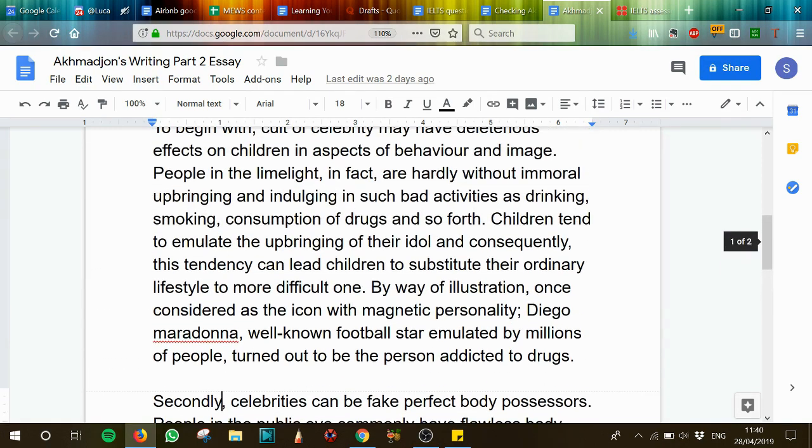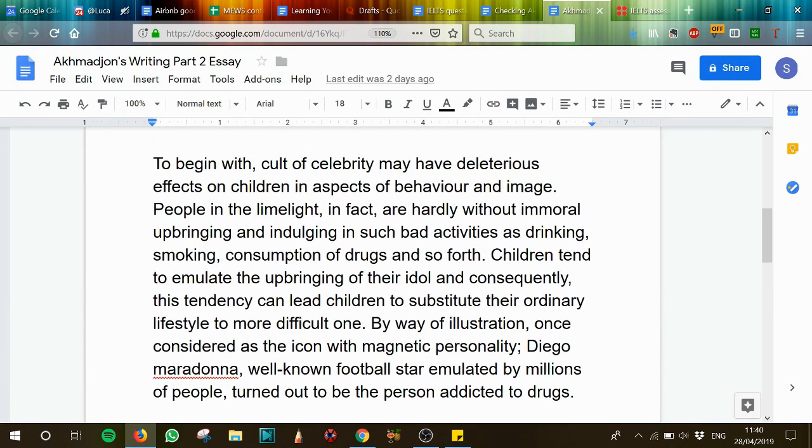And if we look in the paragraphs, then we can see some really good features that keep signposting, so they're telling the reader what to expect, and they keep the paragraphs nice and coherent and cohesive within the paragraph itself.